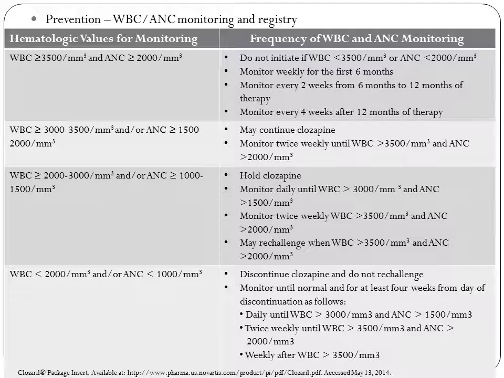The rest of the chart kind of just shows you what to do based on if you get lower white blood cell counts or ANC numbers, and I don't need you to memorize any of that. Just want you to be familiar with how to initially monitor the WBC and ANC.